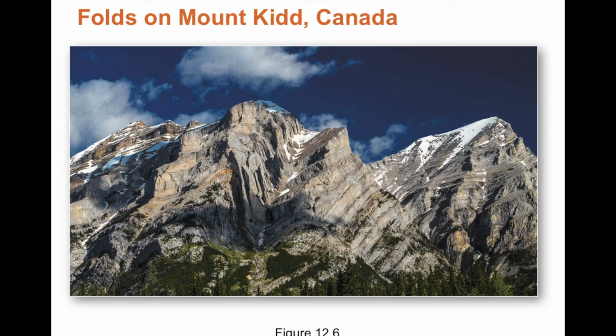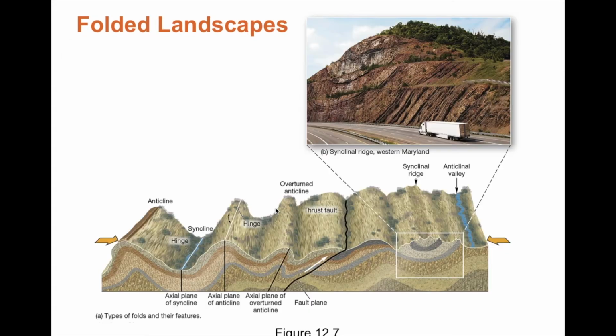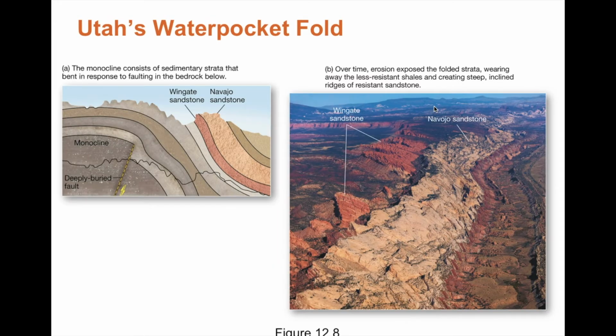Now, if we look at folds on Mount Kidd, Canada, you can see the rocks that at one point were in horizontal layers are now vertically layered. The folded landscape can be seen in many different areas. A lot of times whenever you see cutaways for roads, you can see the different striations of rock that have been folded in different directions.